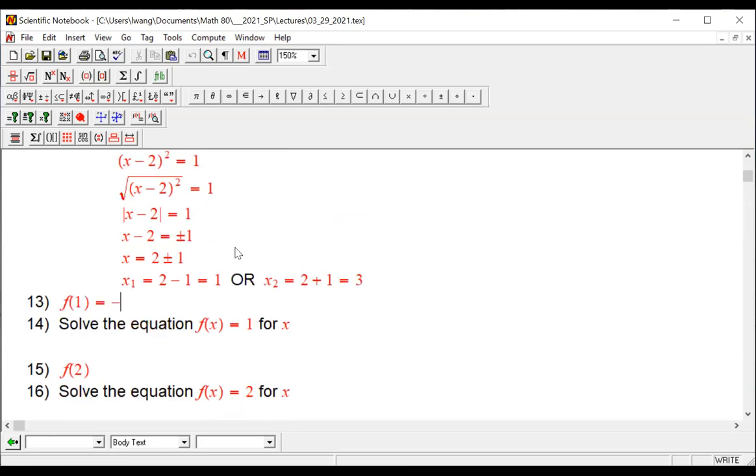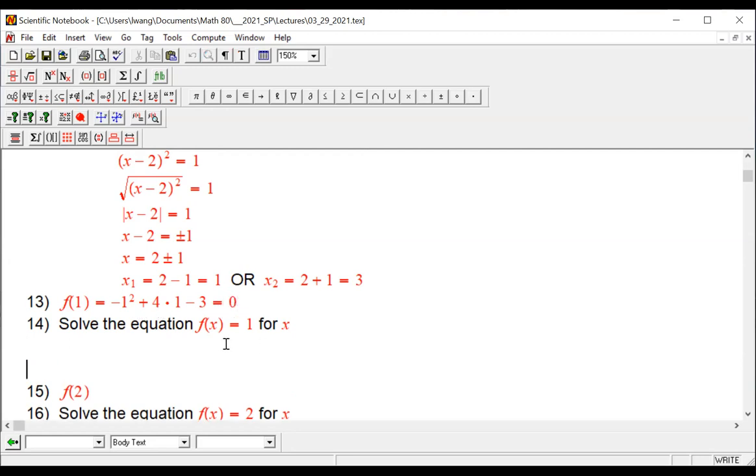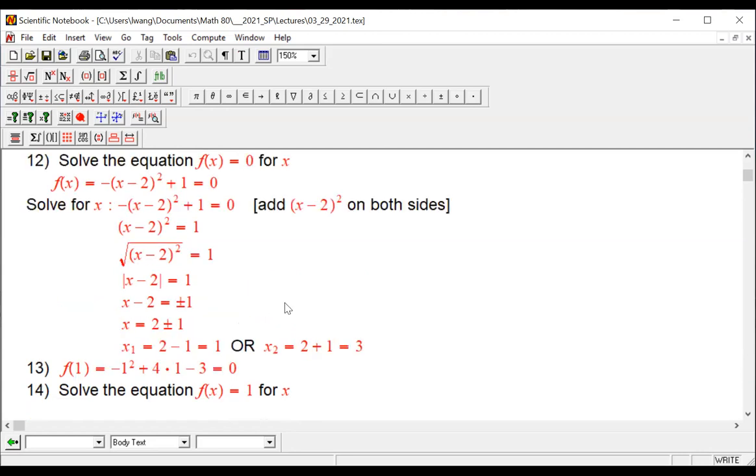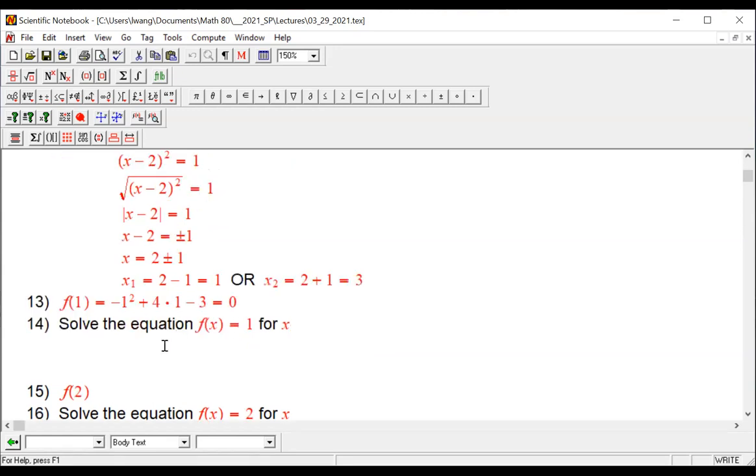we have this negative one squared. Algebraically, you need to be a little bit careful when you plug in numbers. So negative x squared plus four times one minus three. That equals negative one, then this actually equals zero. So f of one equals zero. F of x equals one, and that's going to be the function with the completed square form equals one.